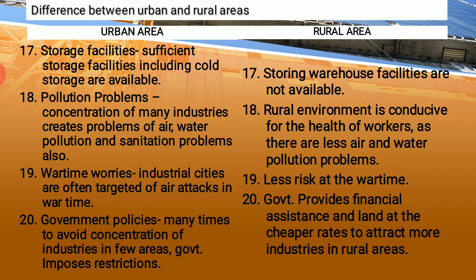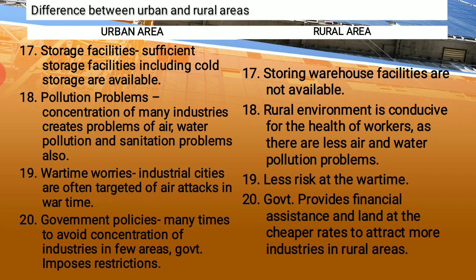17th point comes up as the point of storage facility. That means sufficient storage facilities, like for the specific type of goods you may need the cold storage facilities, or the specific environment you need, and this kind of storage facilities or specific environment may be easily available in the urban area, and storing warehouse facilities are not available in the rural area.